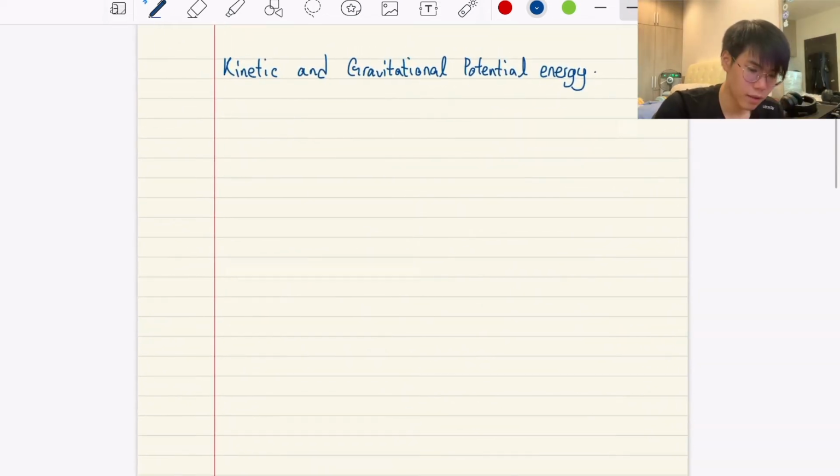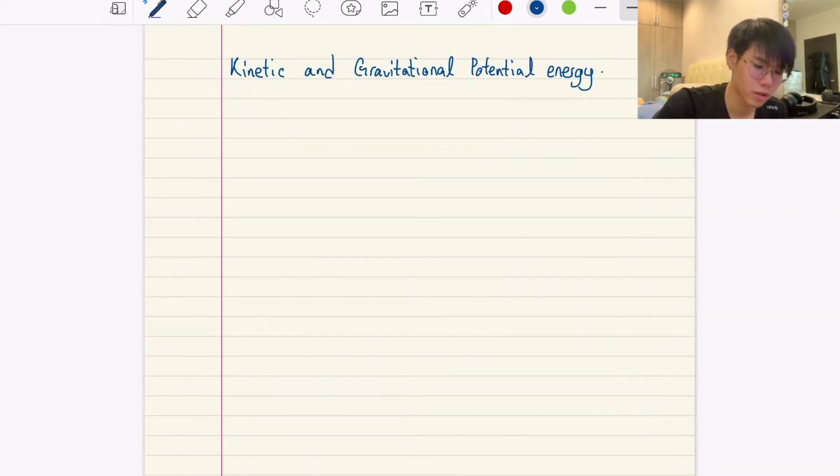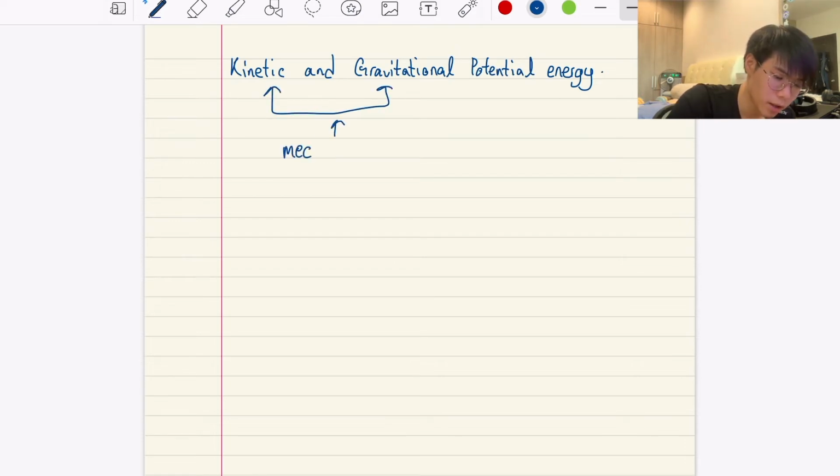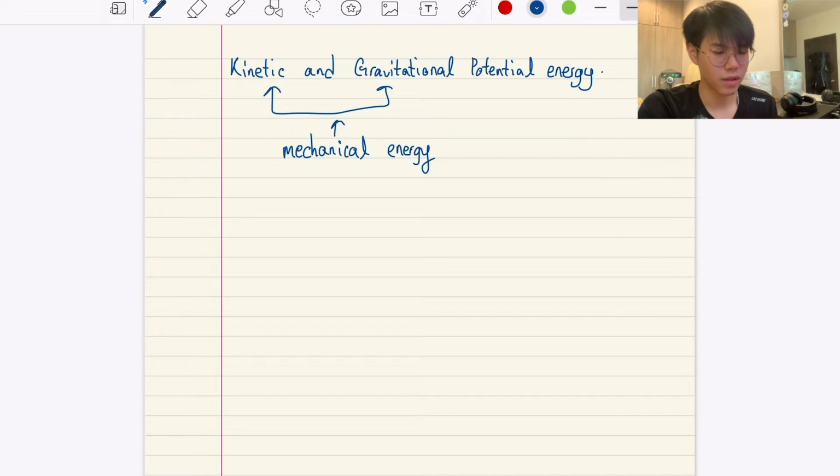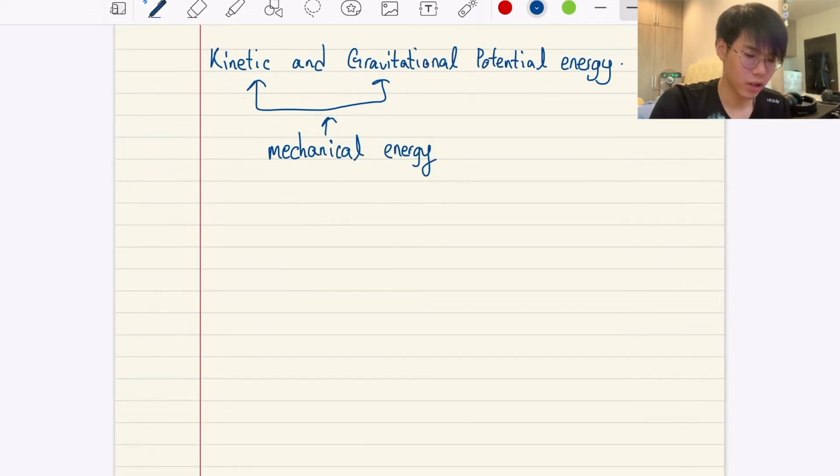The second thing is about kinetic and gravitational potential energy. These two energies are the typical energies that you meet in any mechanics question. We call both of these energies mechanical energy. And these two energies are always related to each other, so you'll see both of them in a question quite often.